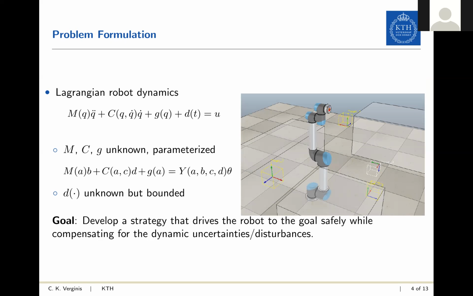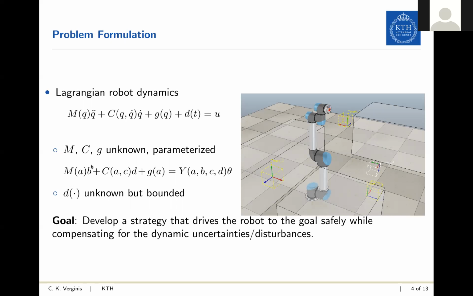So motivated by this, we consider in this paper the motion planning problem under Lagrangian robot dynamics shown here, where we have also included the disturbance term. In these dynamics, we consider them uncertain or unknown to the algorithm. So M, C, and G are unknown, but we assume they can be parameterized like this.